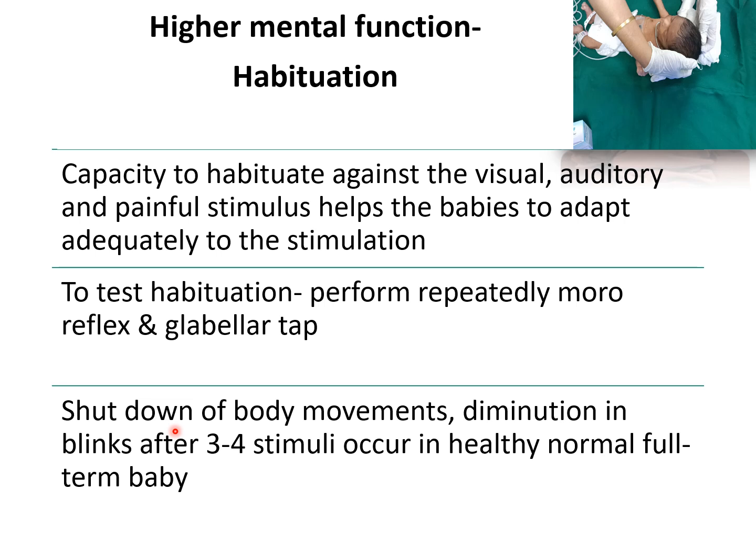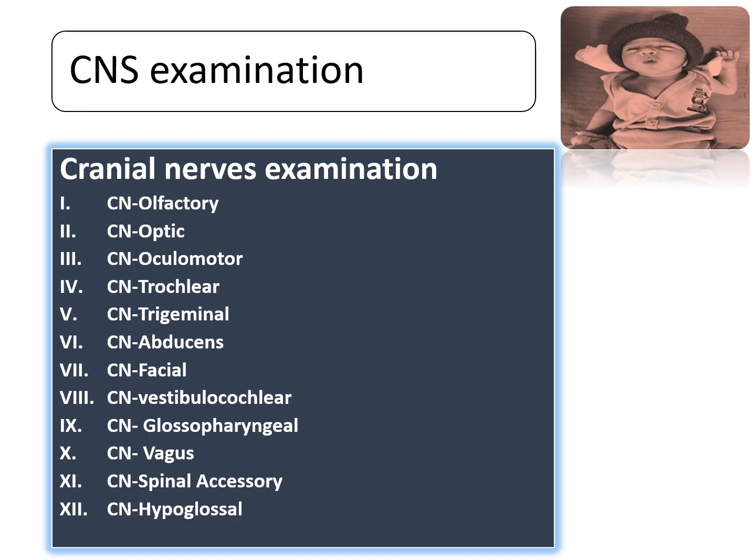Shutdown of the body movement, or we can say a decreased response, is seen after 3 to 4 stimuli. If you are performing the glabellar tap, then diminution of the blink response occurs after 3 to 4 stimuli in a normal healthy full-term baby. If it persists, that means the baby has abnormal neurological function. Then we should assess the cranial nerve examination.